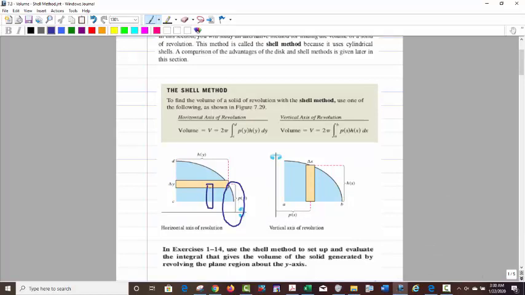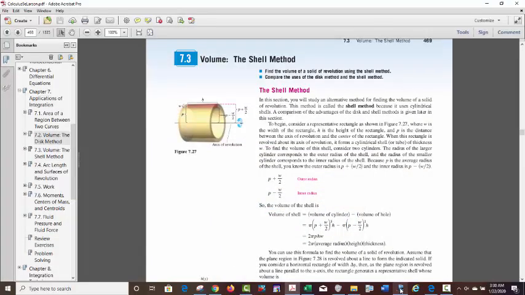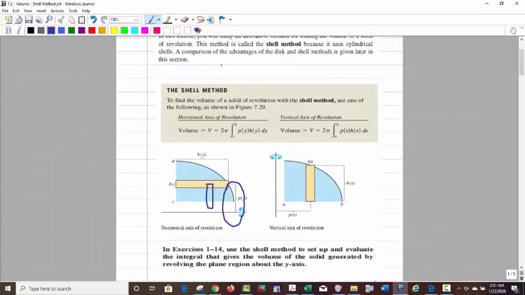So anyway, that representative rectangle represents the radius of the disc as it revolves around, whereas in the shell method it's going to be essentially the width of that cylindrical shell or tube or whatever you want to call it. This picture from the textbook kind of looks like a tube, a tubular type thing. So it's going to be a little bit different.